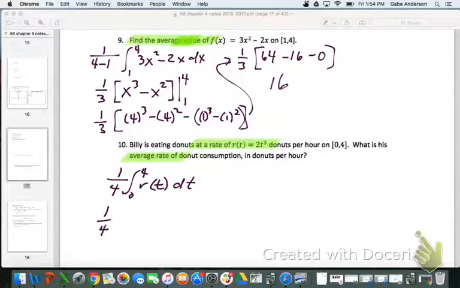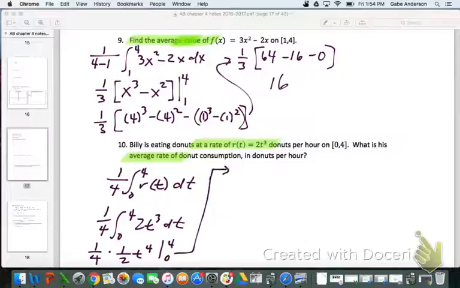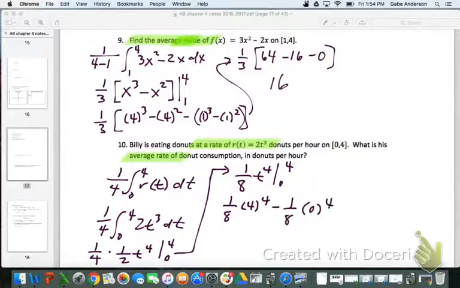So to finish this, it'd be 1/4 integral from 0 to 4 of 2t cubed dt. The antiderivative, pretty convenient, would go 1/4 times 1/2 t to the 4th, evaluated from 0 to 4. So that gives me 1/8 t to the fourth, evaluated from 0 to 4. And then we'd complete the FTC1 and finish. So it'd be 1/8 times 4 to the fourth minus 1/8 times 0 to the fourth. So what's 1/8 of 4 to the fourth?